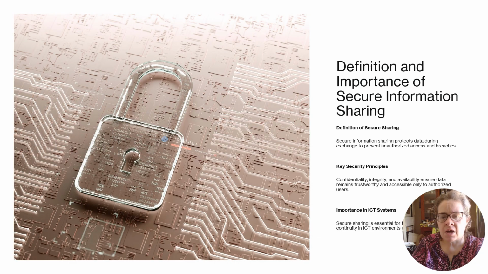Secure information sharing refers to the protection of data during exchange to prevent unauthorized access, ensuring confidentiality, integrity, and availability, known as the CIA triad. It is vital to maintain trust and operational continuity in ICT systems. So the CIA triad is very important.